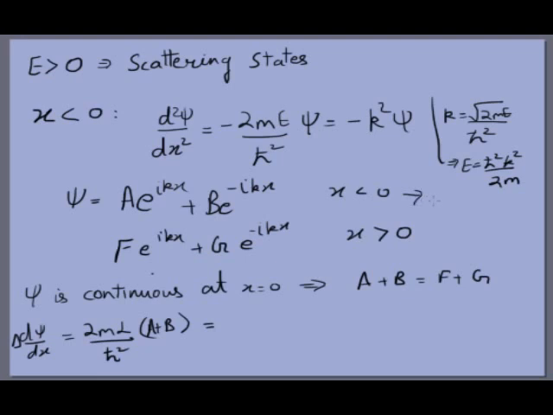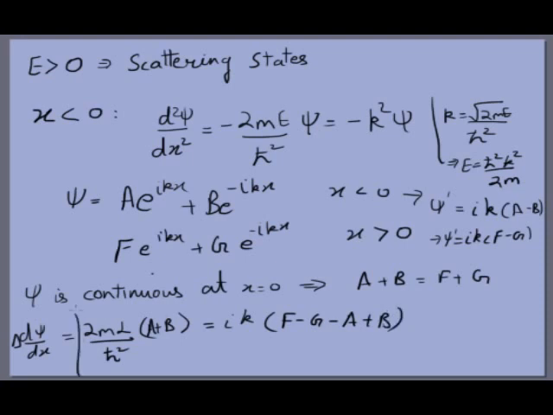And this is equal to delta d psi by dx, and d psi by dx on this side, which I'll write as psi dash, will be iota k times a e to the power iota kx minus iota k times b e to the power minus iota kx. But at x equal to 0, e to the power iota kx will simply become 1. So we have iota k times a minus b. Similarly here, psi dash will be iota k times f minus g. And so this is equal to iota k times f minus g minus a plus b. So this is the first equation we have, and this is the second equation.